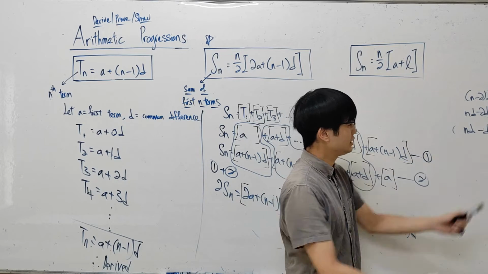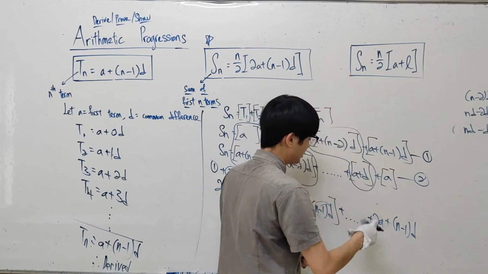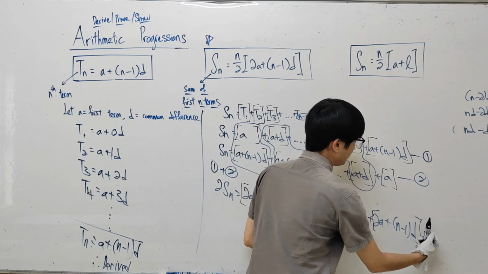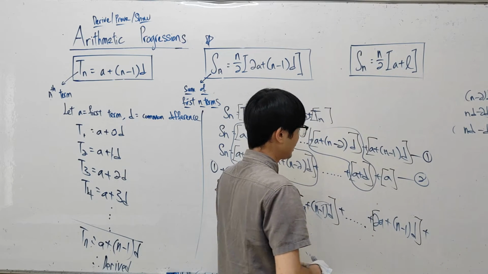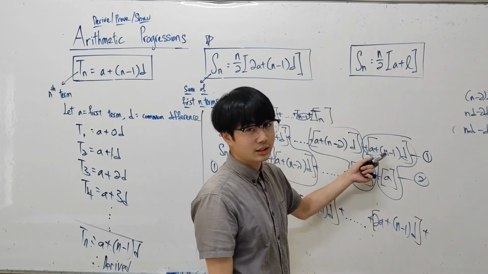Okay? Because nd minus d, when you factorize the d, you will get n minus 1d. Right? And let's put the bracket nicely also. And then plus with the last one. Okay? The last one, you will take this one plus this one. Right? So what happens when you take this plus this?